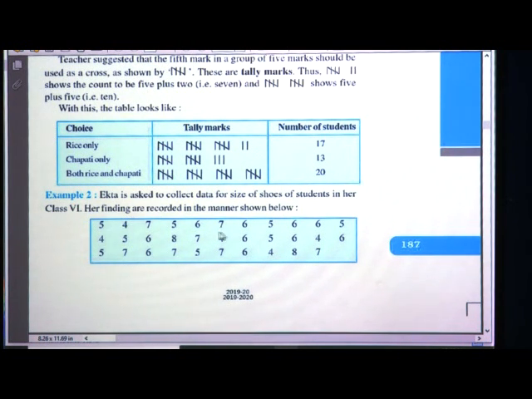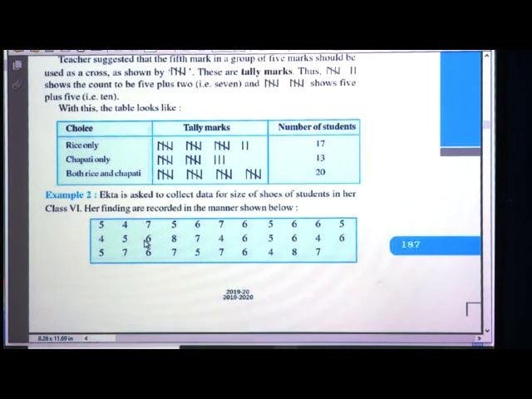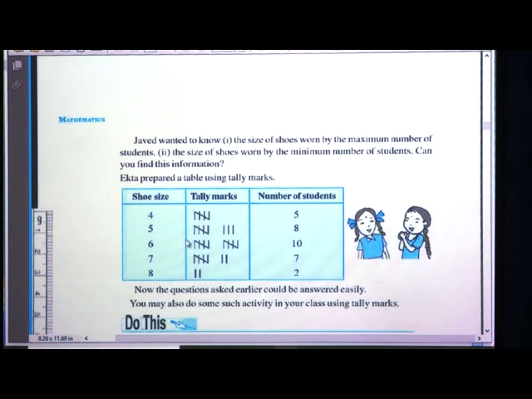So, 1, 2, 3, 4 and 5. So, we have 5. We have used 4 lines and 1 cross mark, that is 5. So, we have written 5. Then we will take the tally for shoe size 5: 1, 2, 3, 4, 5, 6, 7, 8. Okay, we need to just count it. So, 8. So, the number of students is 8.